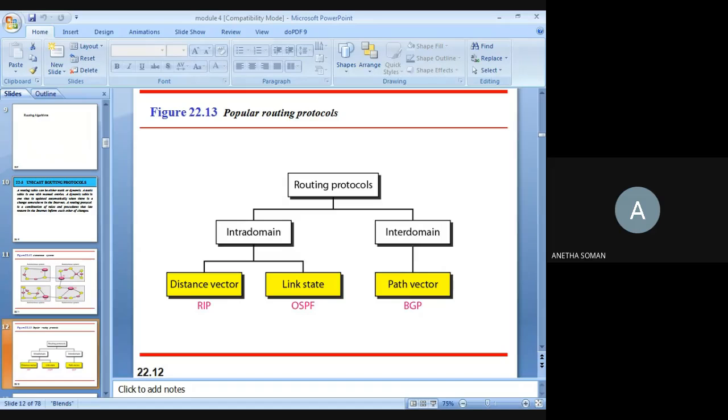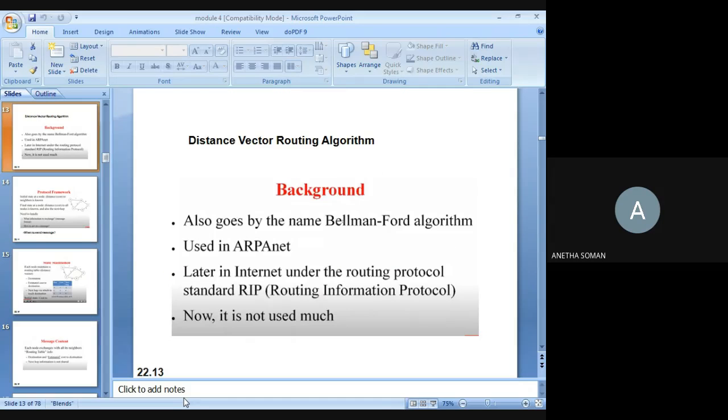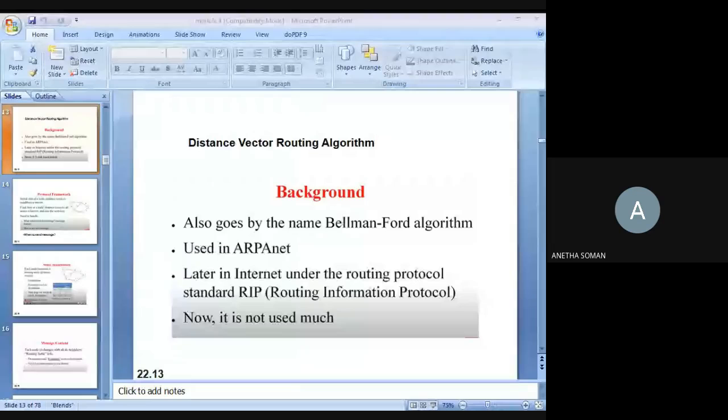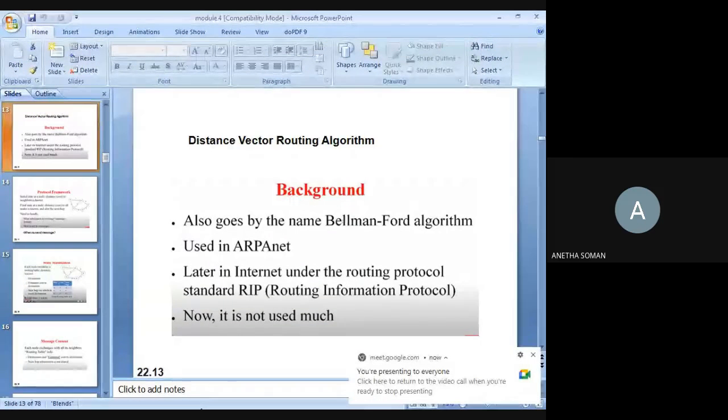Based on that, you can have two different protocols or algorithms under intra-domain. That is called the distance vector and the link state algorithm. Now today you will be studying the distance vector algorithm. Very, very important. What is this distance vector algorithm? Actually, this algorithm goes by the name Bellman-Ford algorithm. Bellman and Ford are the two inventors of this algorithm, so it is also called the Bellman-Ford algorithm.